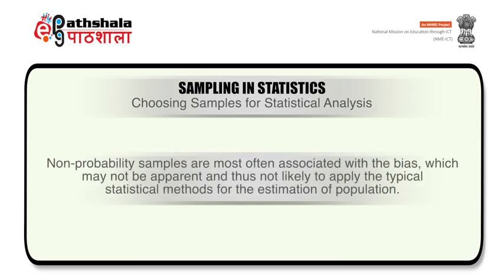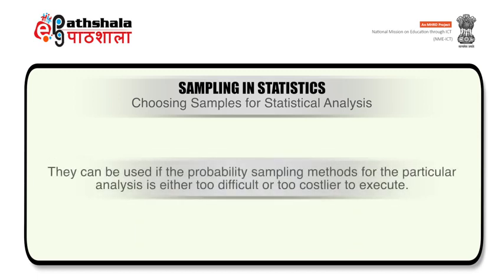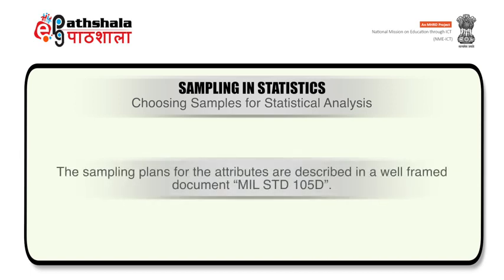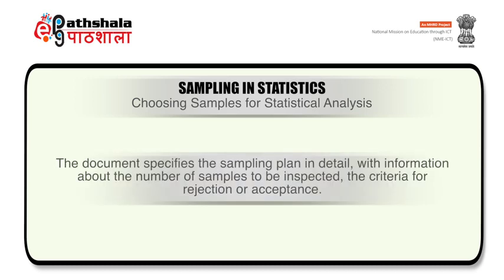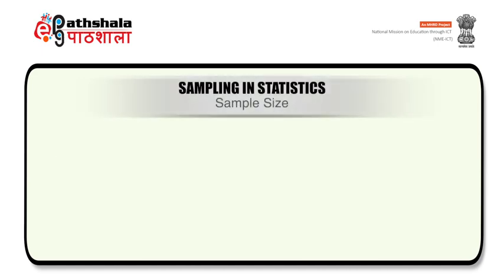Non-probability samples are most often associated with bias, which may not be apparent, and thus the typical statistical methods for the estimation of population are not likely to apply. They can be used if the probability sampling method for the particular analysis is either too difficult or too costly to execute. The sampling plan for attributes is described in a well-framed document called MIL STD 105D. The document specifies the sampling plan in detail with information about the number of samples to be inspected and the criteria for rejection or acceptance. After understanding choosing samples, now we will discuss sample size.